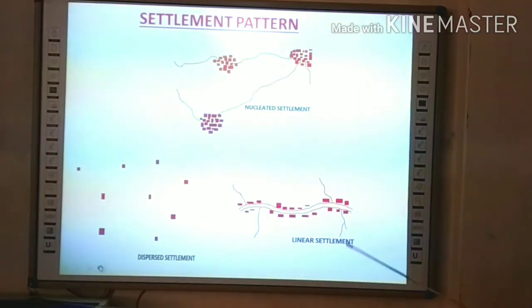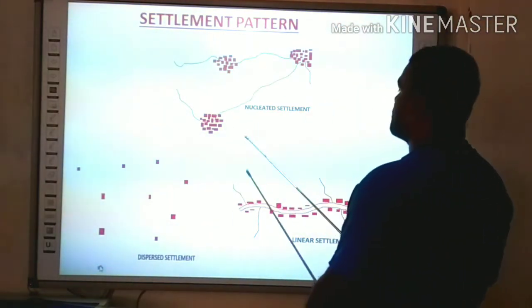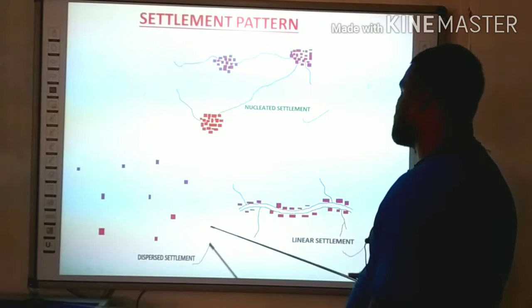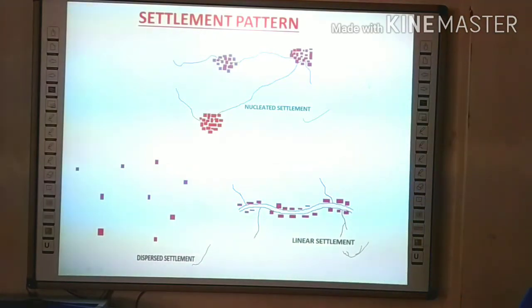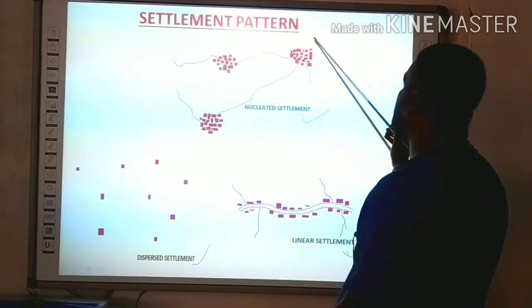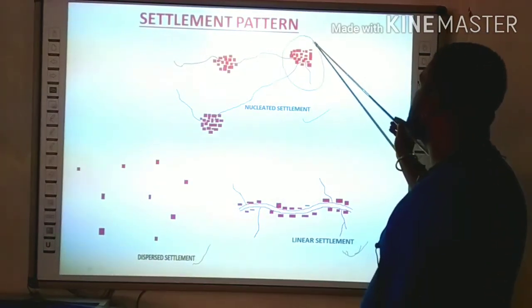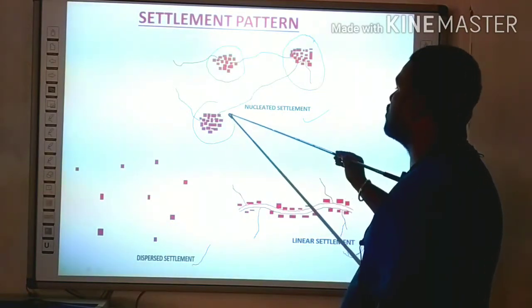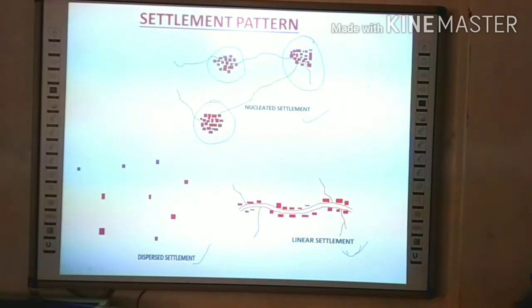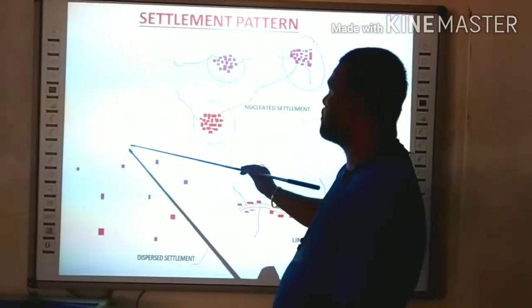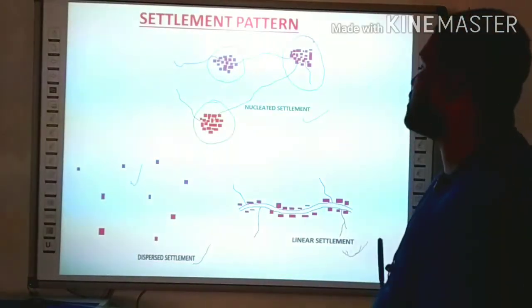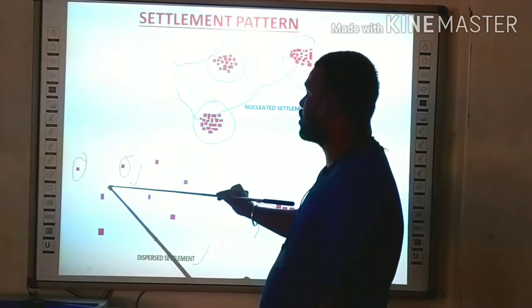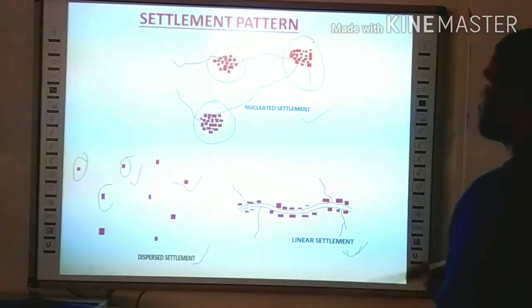Now settlement pattern. Generally there are 3 types of settlement pattern in the maps that you get: nucleated pattern, linear pattern and dispersed pattern. Now what are nucleated patterns? They are shown in red color, where the houses are very close to each other. They are permanent huts in cluster. In case of dispersed settlement, they are found in remote areas or far away places and are very far from each other.